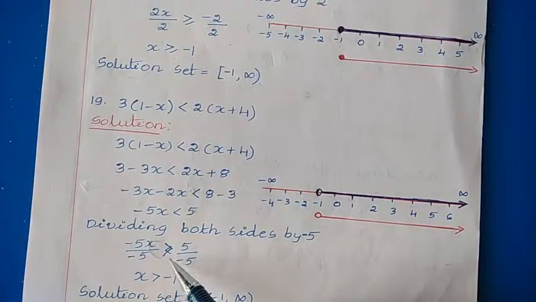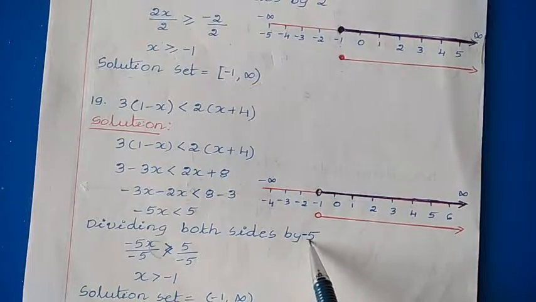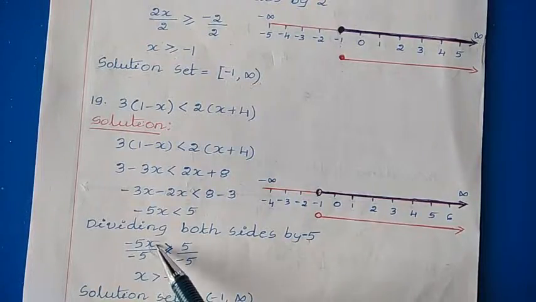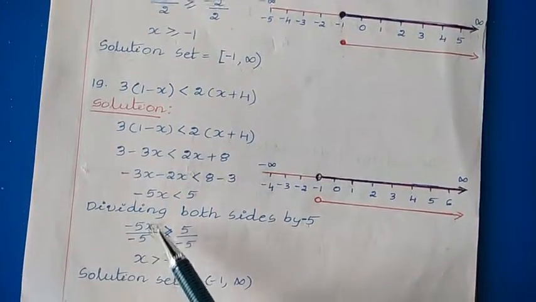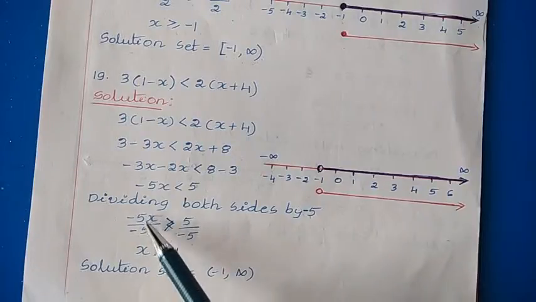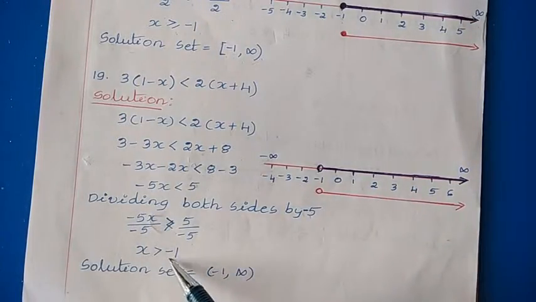Here I have to change the inequality sign because we are dividing by minus 5. So minus 5x divided by minus 5 greater than 5 divided by minus 5. So minus minus become plus, and here we have x. So 5 gets cancelled. x is greater than minus 1 we get here.